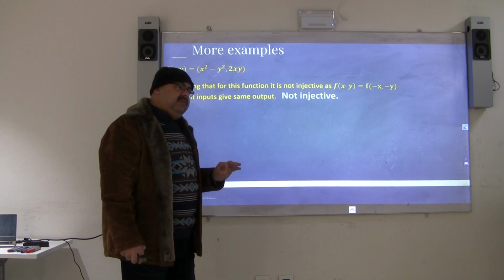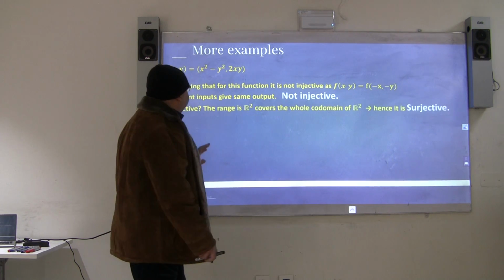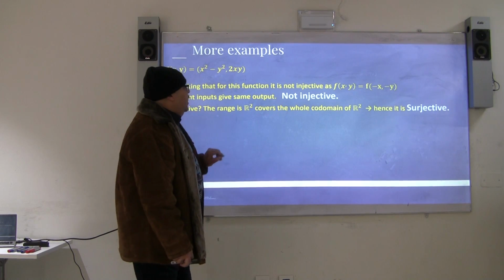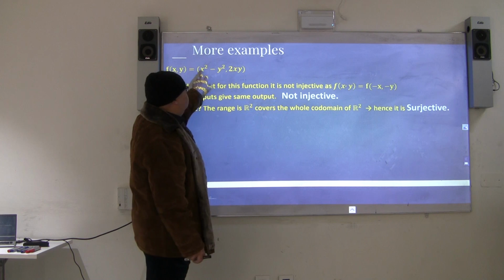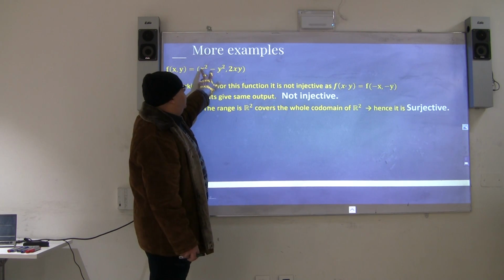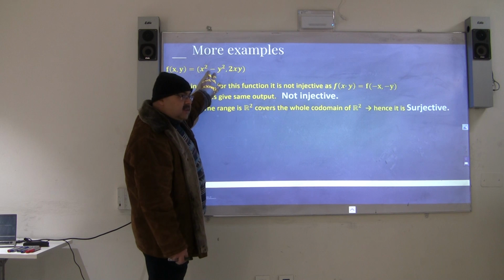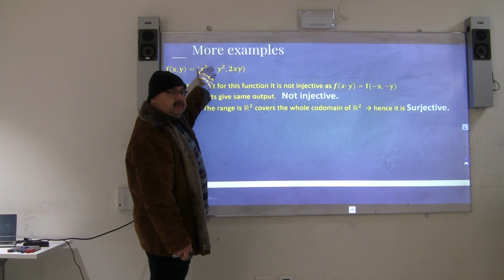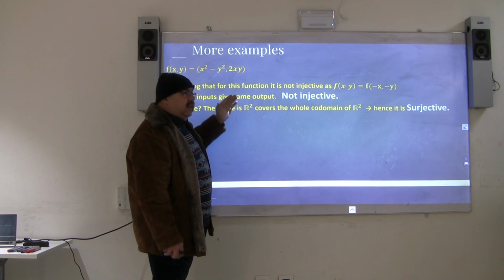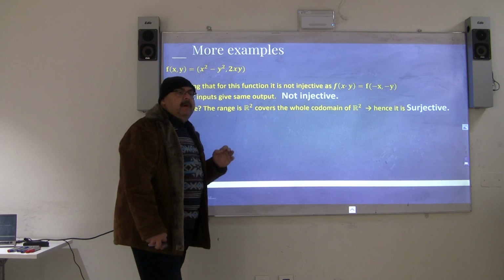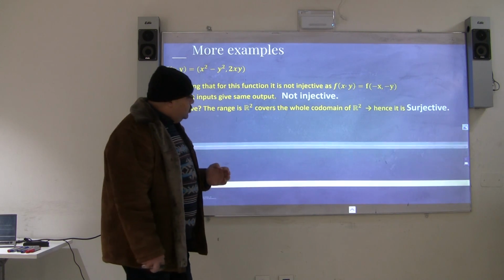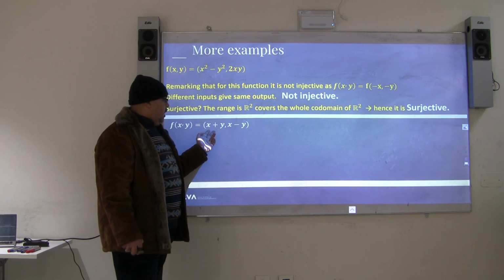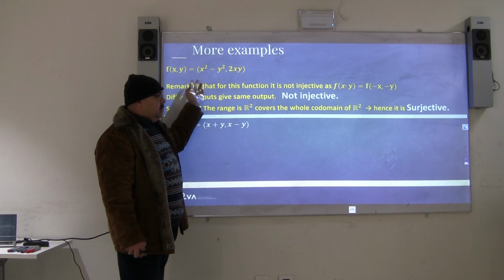Is it surjective? Does it cover? Okay, I will need to do a check. For surjectiveness, remark that this function contains R squared. What is the difference between x squared and y squared that's appearing in front of you? Which means you may have negative values and you may have positive values. Also for this side, you may have negative and positive values, which means the whole codomain is covered by the range. So it's a surjective function. If I look at this guy, the first function is not injective, but surjective.